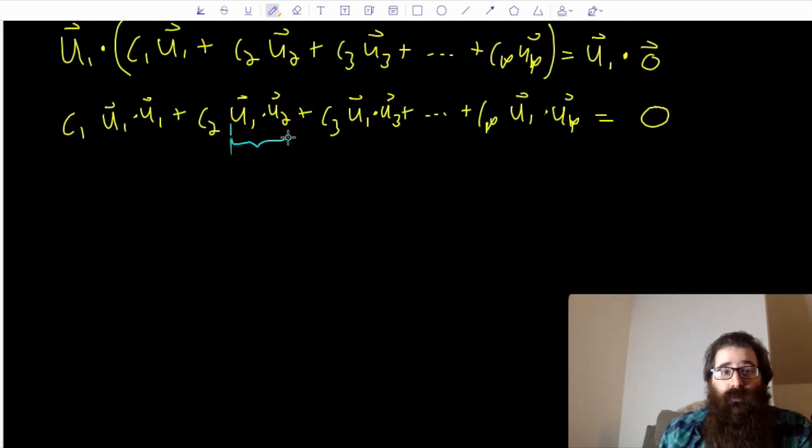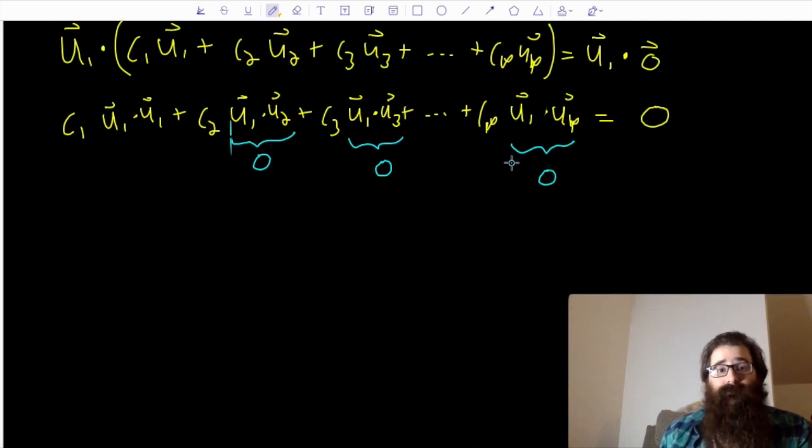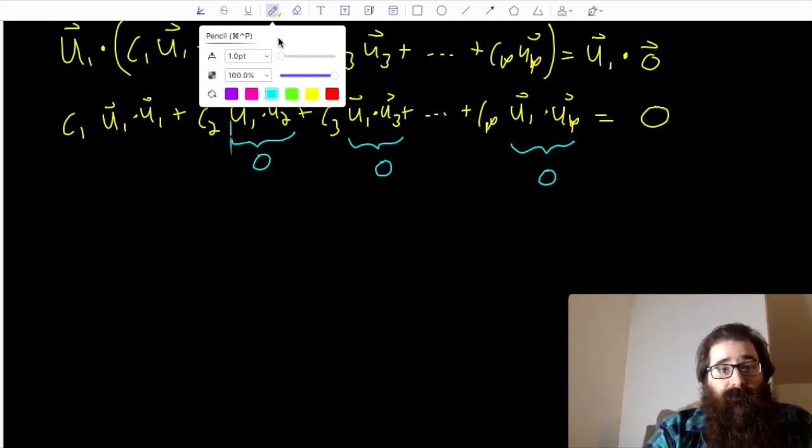But here, since these are orthogonal vectors, when I dot u sub 1 and u sub 2 together, it gives me 0. When I dot u sub 1 and u sub 3 together, it gives me 0. So on and so forth. When I dot u sub 1 and u sub p together, it gives me 0. In fact, the only time I'm not going to get 0, since it's an orthogonal set of vectors, is when I'm dotting the same vector against itself.